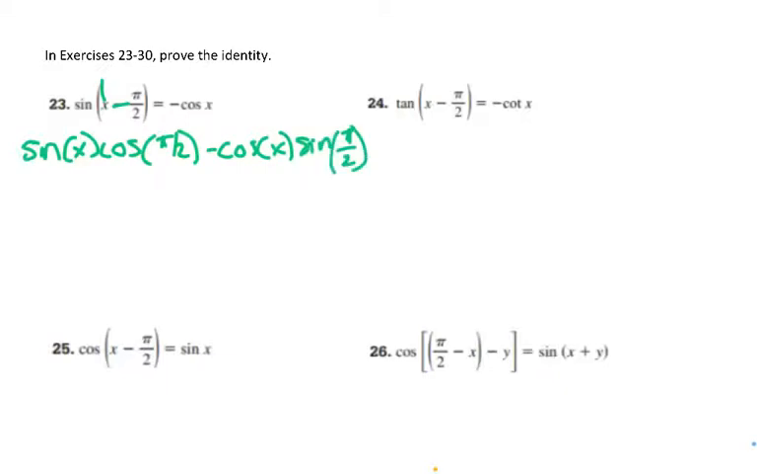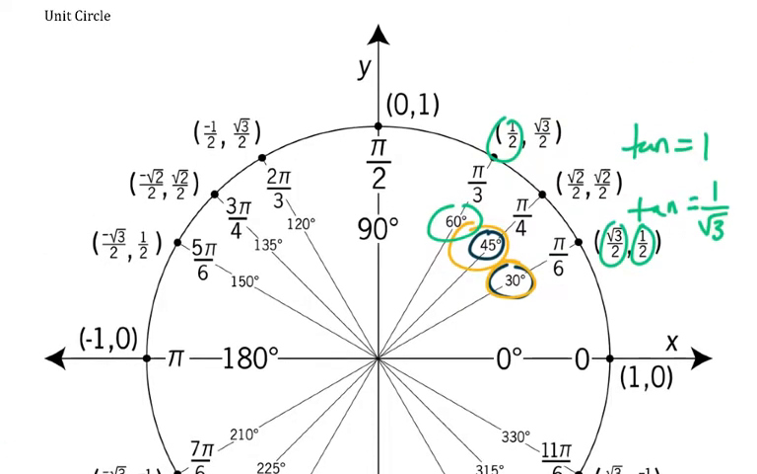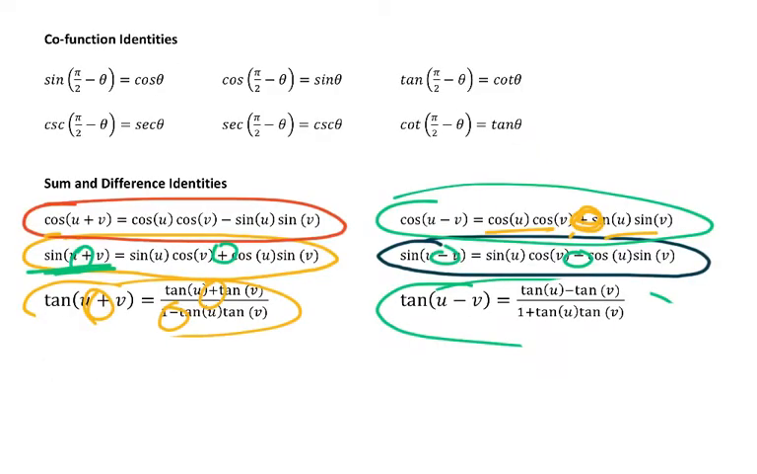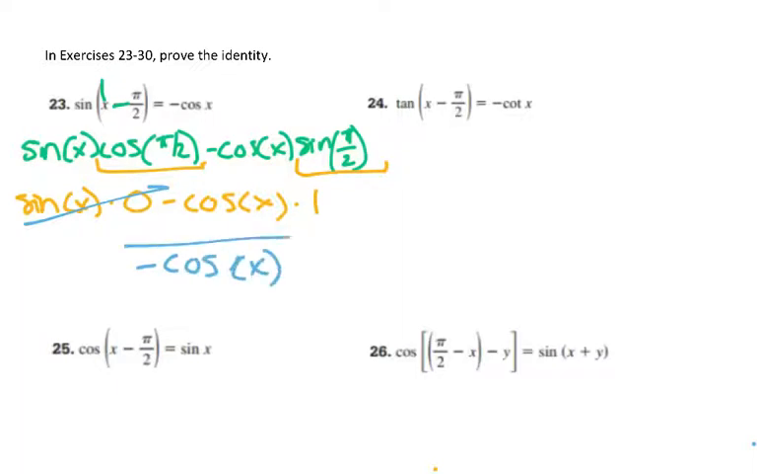And so now we can evaluate this with the unit circle. So we'll of course keep sine, but then cosine of pi over 2 is going to be 0 and sine is going to be 1. So cosine is 0 and sine is 1. So sine times 0 is going to cancel, and so we're just left with negative cosine. And that's what we wanted to have on the other side.